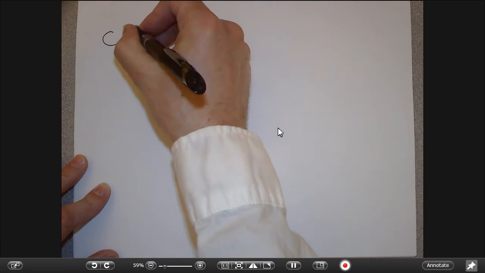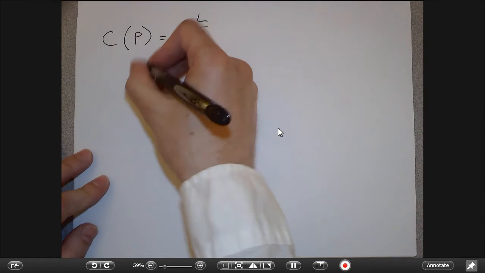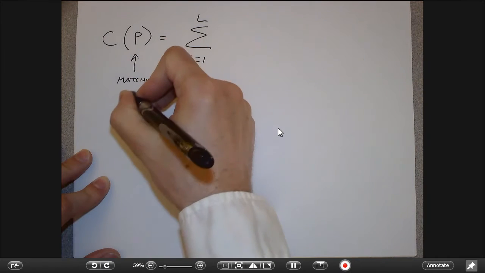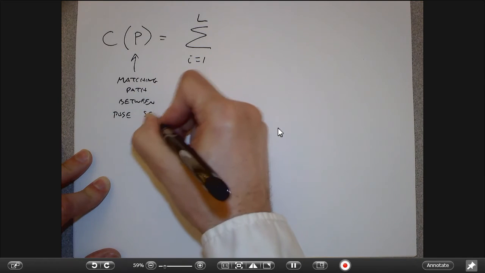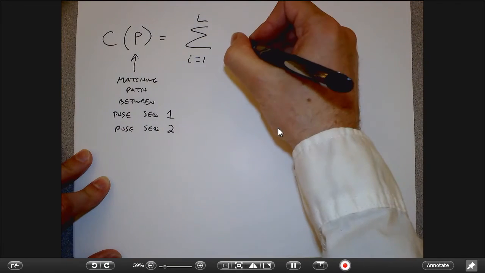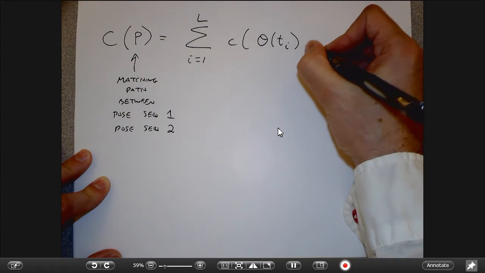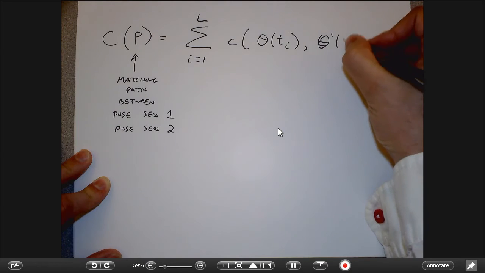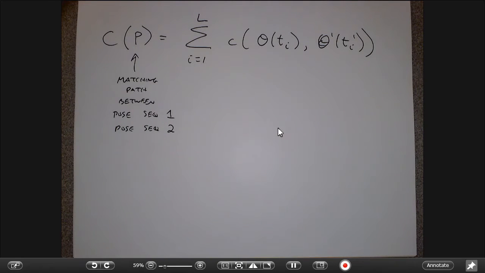cost function on poses that says, okay, so here, this is the cost of a matching path between pose sequence 1 and pose sequence 2. And so what I might say is, I have a cost between the vector of joint angles at this time and the vector of joint angles from the other motion at this other time. And what I'm trying to do is minimize the overall cost between the poses at any given point in time, right?